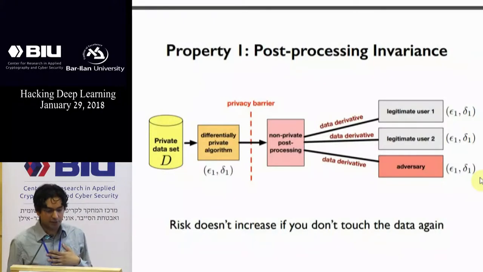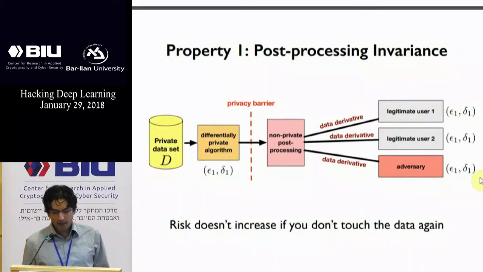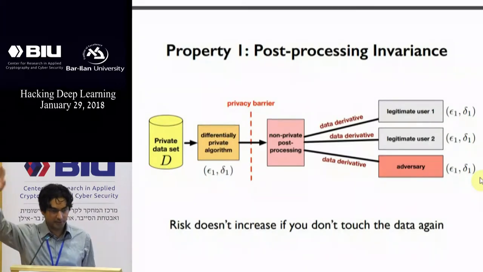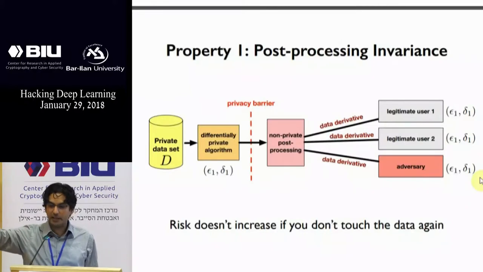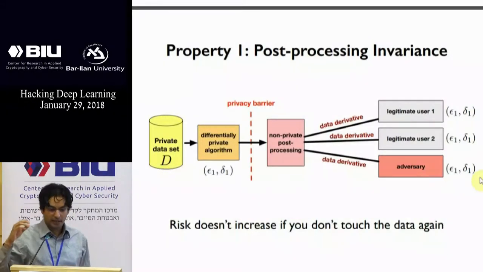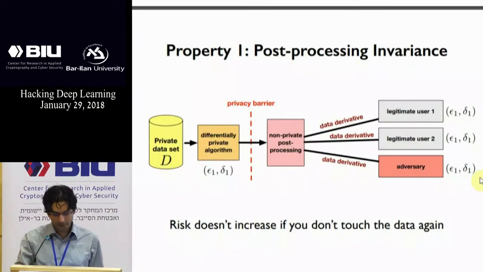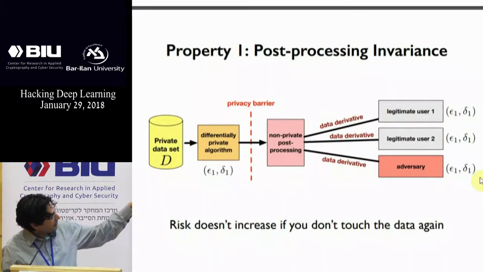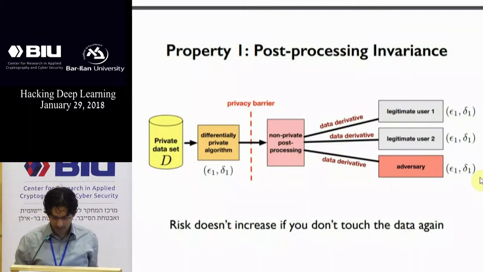But first, what are the properties of differential privacy, and why is it such an appealing definition or model for the particular application that I'm talking about? The first property is post-processing invariance, which basically says once I compute something with differential privacy and publish it, I don't need to worry about it anymore. You can do whatever you want with it, it's fine with me. It's not going to increase the privacy risk. It's a type of data processing inequality, if you're an information theory person like me. So if you publish some output with epsilon one, delta one differential privacy, then any non-private post-processing you do, including by legitimate users or an adversary, will not increase the privacy risk by any amount.